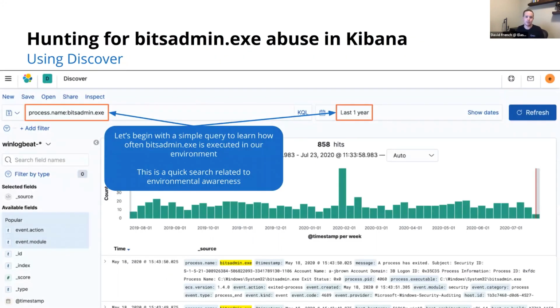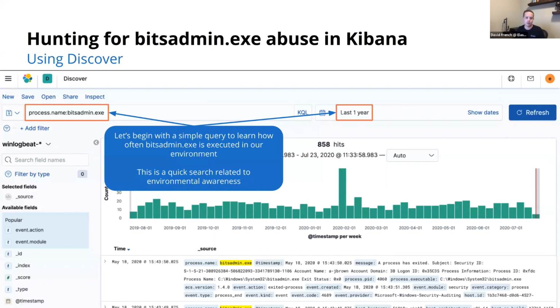So in this example, we're ready to start hunting, and we open up Discover in Kibana to do a quick smoke test and gain some environmental awareness. We're searching for the bitsadmin process activity for the last year, and our results are returned in a couple of seconds. We see in this example 858 events returned where the process name is bitsadmin. This seems like a pretty manageable number of events to deal with at first glance, but reviewing them one by one would still take a lot of time, and it's going to be pretty cumbersome for an analyst.